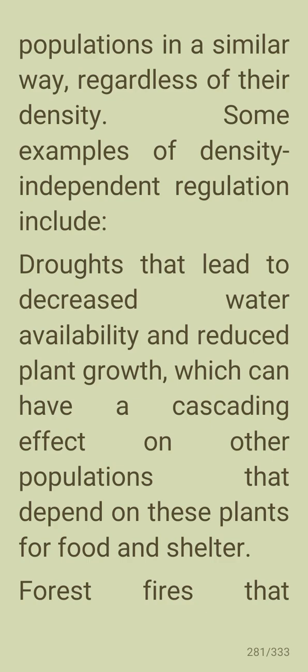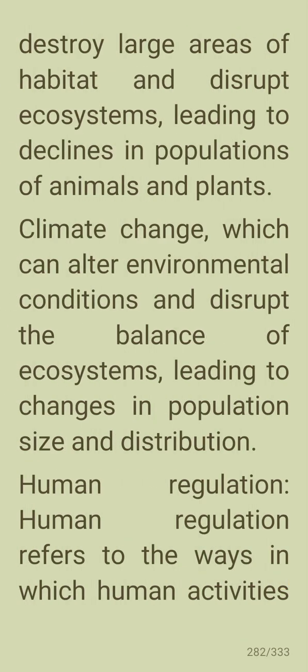Some examples of density-independent regulation include droughts that lead to decreased water availability and reduced plant growth, which can have a cascading effect on other populations that depend on these plants for food and shelter. Forest fires that destroy large areas of habitat and disrupt ecosystems, leading to declines in populations of animals and plants. Climate change, which can alter environmental conditions and disrupt the balance of ecosystems, leading to changes in population size and distribution.